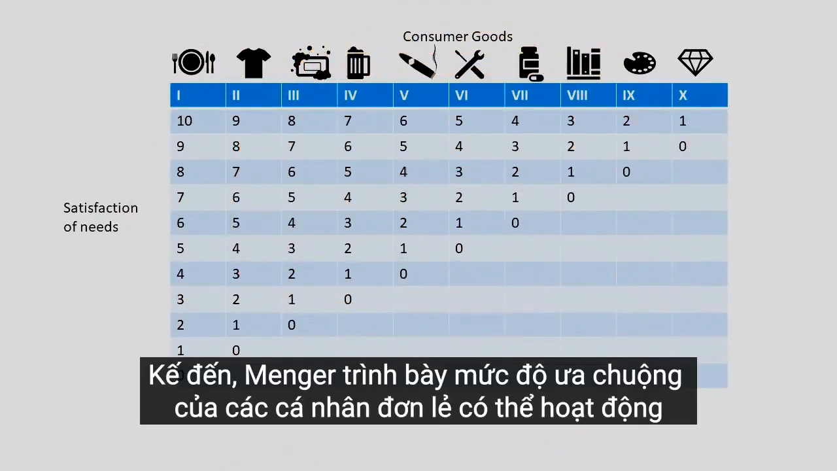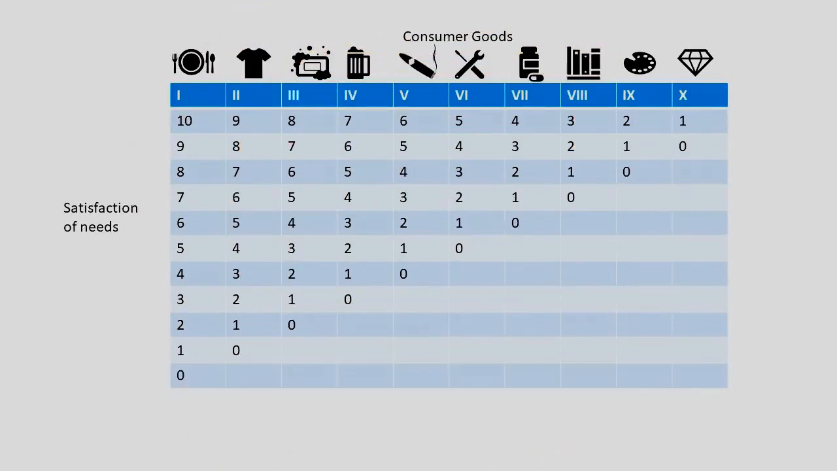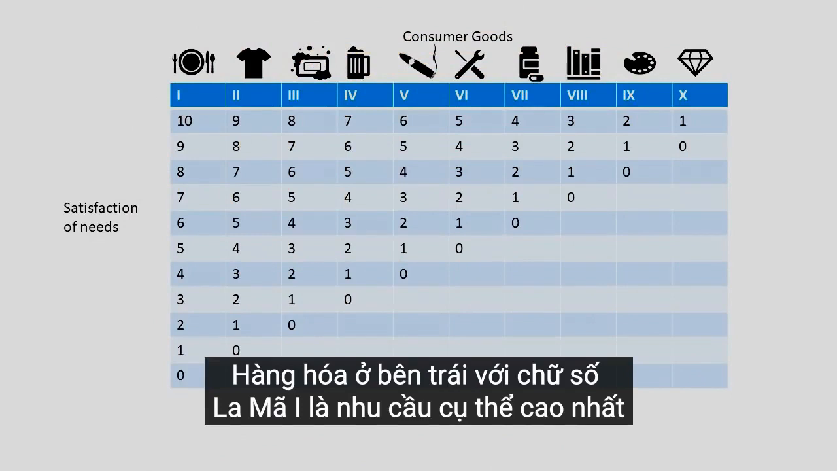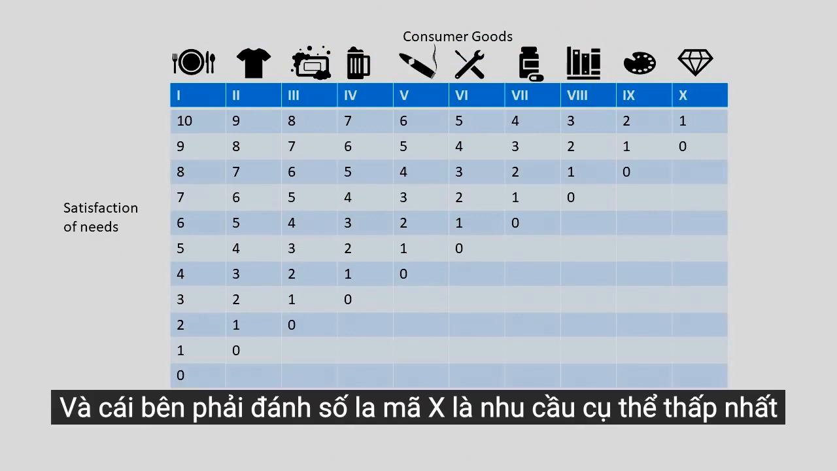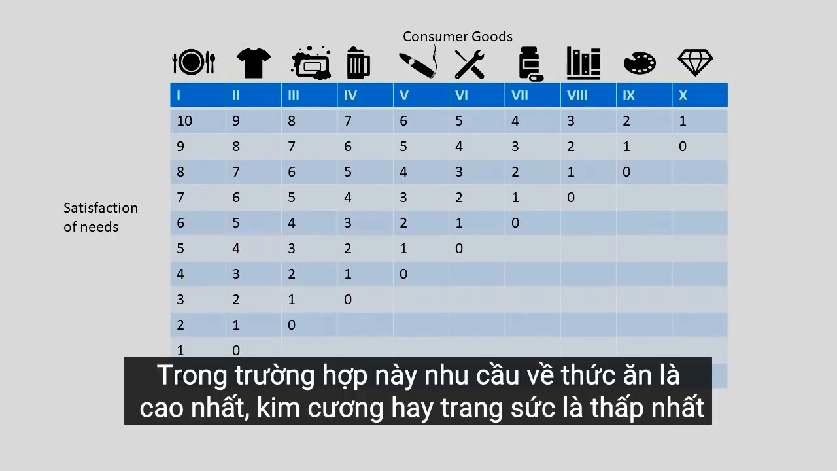Next, Menger shows how the preference scale of a single individual might work. Here, the good on the left, with Roman numeral number 1, is the highest concrete need, and the one on the right, Roman numeral 10, is the lowest concrete need. In this case, the highest need is food, the lowest need is for diamonds or jewelry.